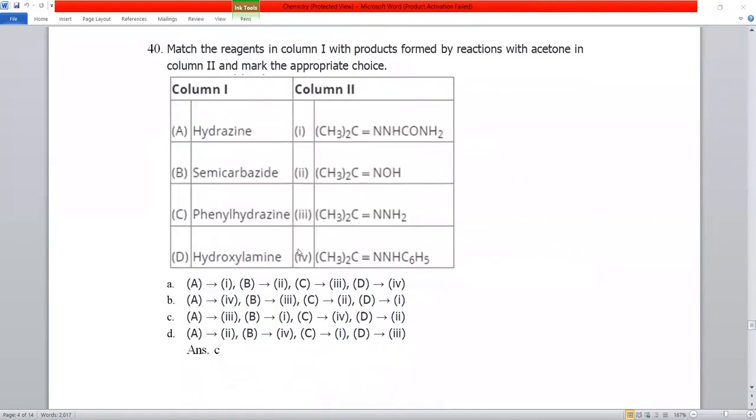Question number 40, column 1 and column 2, reaction with ketones, what products can we get here? Hydrazine is nothing but NH2NH2, which gives hydrazone. Semicarbazide will give semicarbazone, phenylhydrazine will give phenylhydrazone, and hydroxylamine will give an oxime. So the correctly matched one is C.